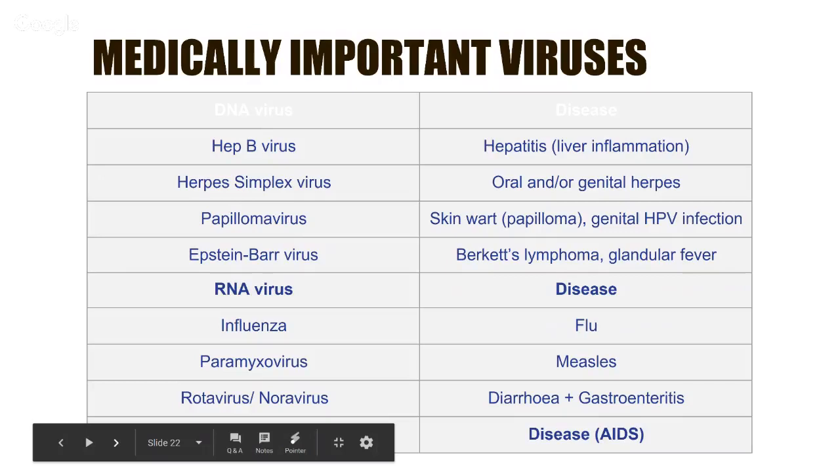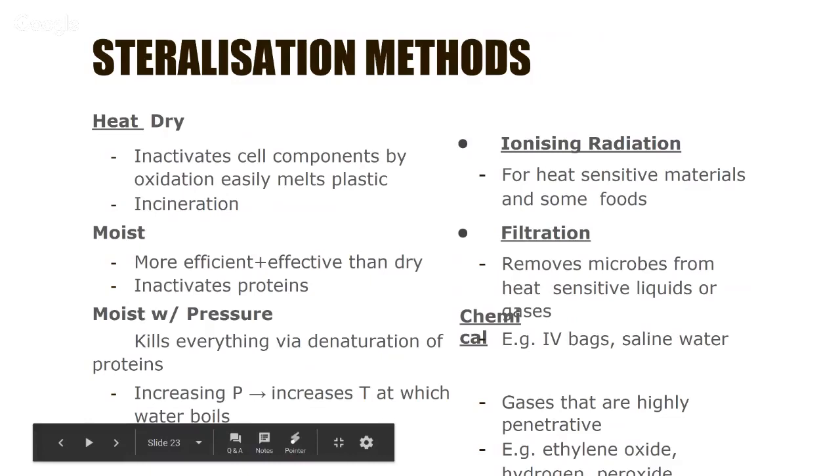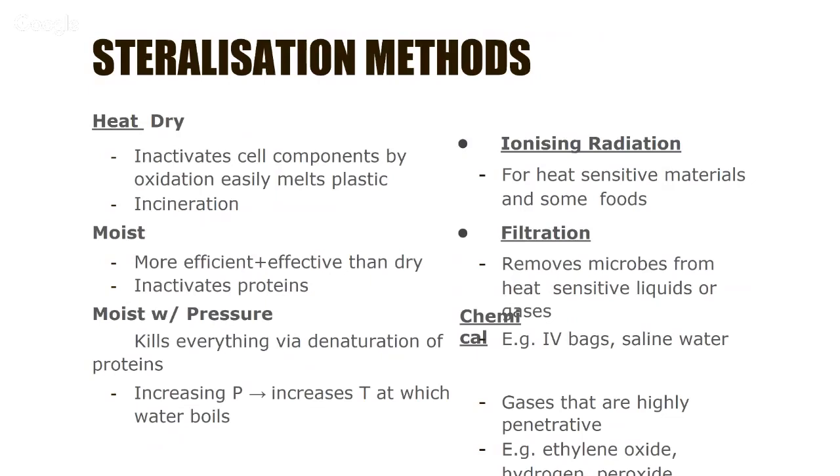Sterilization methods. These are a few ways in which you can sterilize things. The most effective one is moist sterilization with pressure. It basically kills everything, and it's much more efficient and takes less time. For dry heat, I believe you can do it at 170 degrees for 1 hour, or 160 degrees for, I think, 1.5 or 2 hours. So those usually take a bit of time.